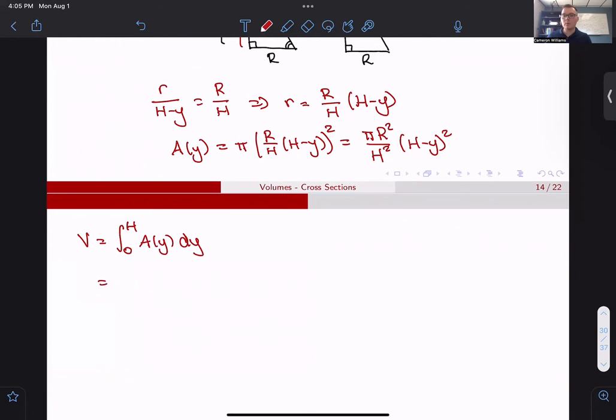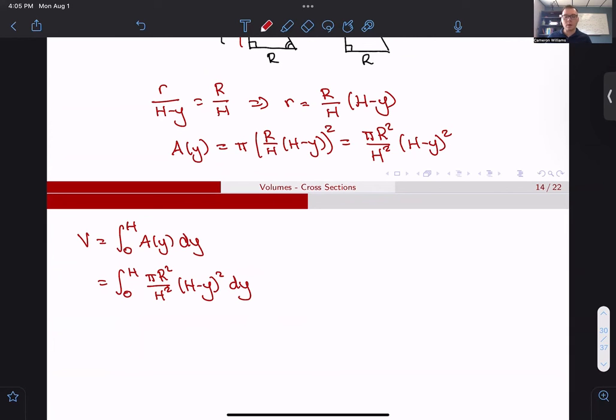So all we have to do now: step 1, done, we drew the picture. Step 2, we got area as a function of our integration variable, done. Step 3, we have our limits of integration. Step 4, plug it in and evaluate. That'll be pi big R squared over big H squared times H minus y squared dy. And again, it's really important that you keep your dy on there.